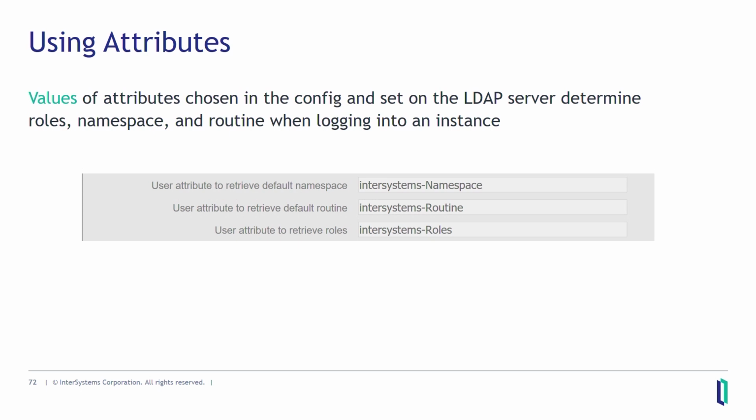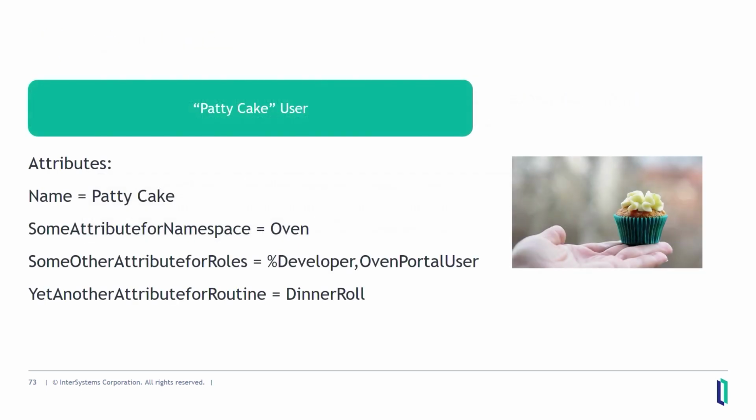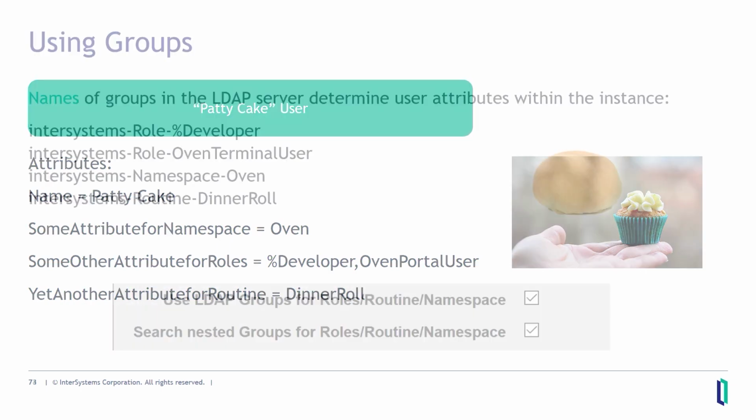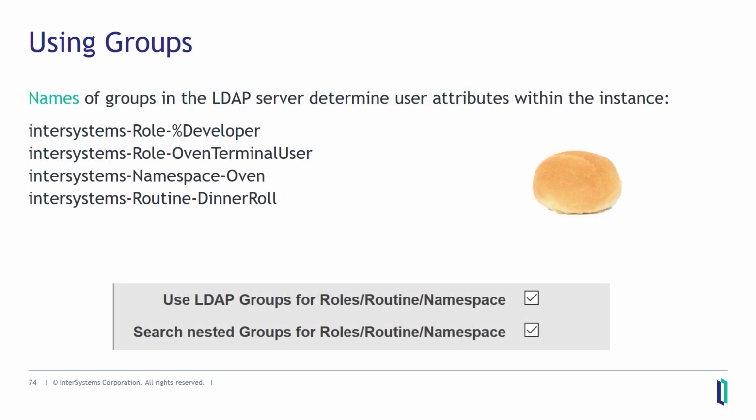Well, you only had to do it once because it's centralized, but we could do better. And we did. So here's an example. Patty Cake has some attribute for namespace. She's going to go to the oven namespace when she logs into the instance. She has some other attribute for roles, which has the list of roles she has, %developer and oven portal user. And when she logs into terminal, she will run this routine, which we could specify in the config, dinner roll. As I said, we can do better, and we did.